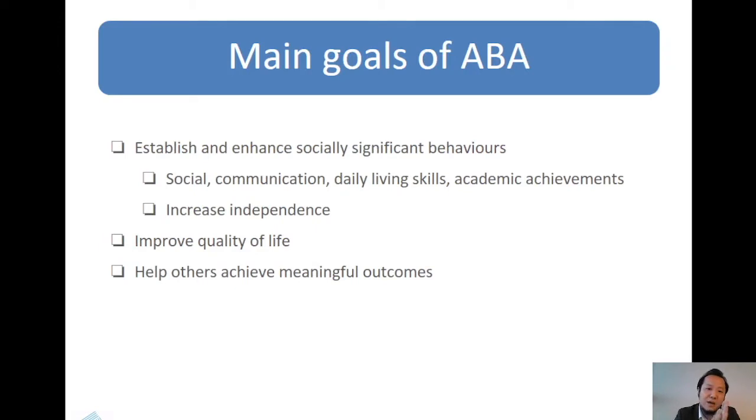Main goals of ABA is to establish and enhance socially significant behaviors. And we cover a wide variety of skills. We're looking at social communication, daily living skills, academic achievements, and mostly we're aiming to increase independence. By teaching all these skills, we're looking to improve the quality of life for not just the student themselves, but the caretakers, maybe parents, grandparents, relatives, even helpers. And what we're looking for is to help others achieve meaningful outcomes.